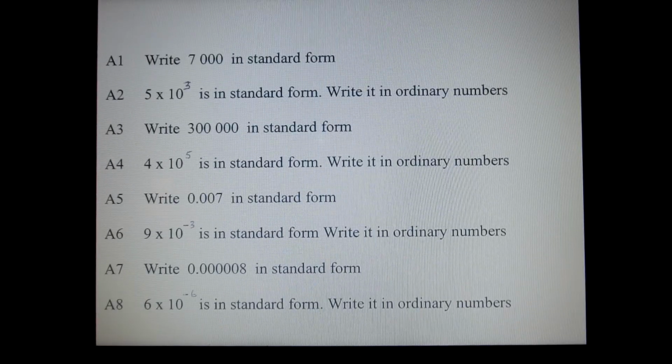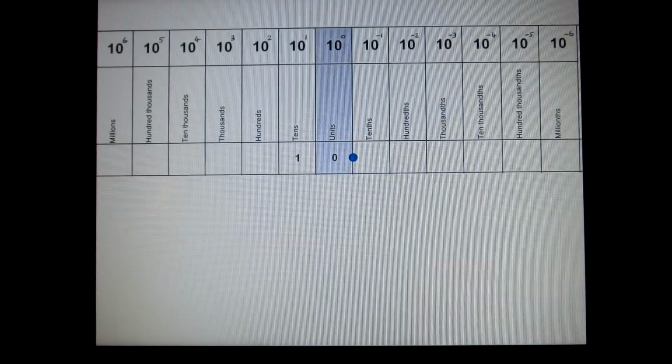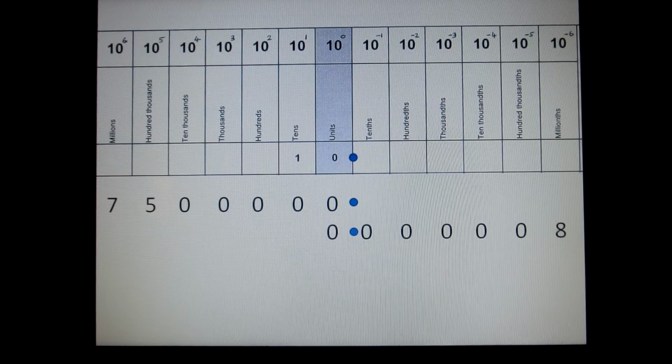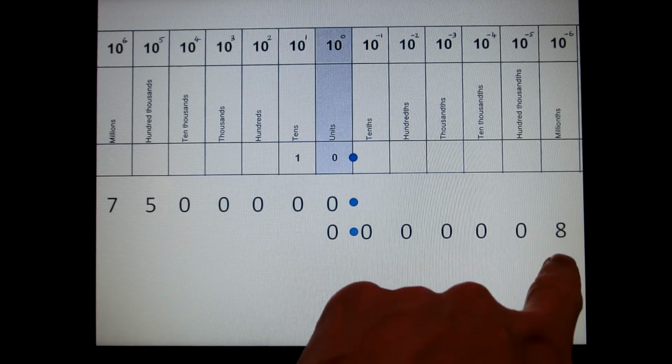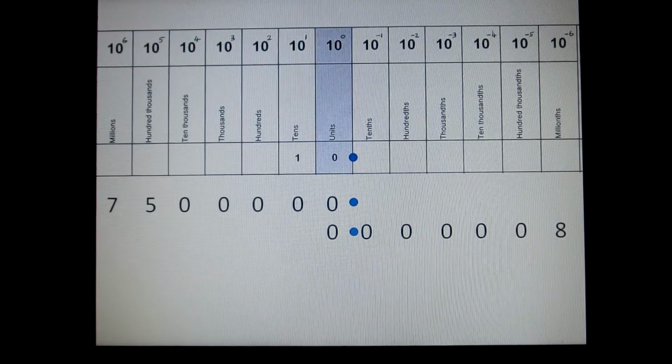Right. Working with numbers in standard form. What we have to move on to now is what happens. Okay, here we are. That number there, that's 7.5 million, so that would be 7.5 times 10 to the 6. This number here is 8 millionths. That would be 8 times 10 to the negative 6.